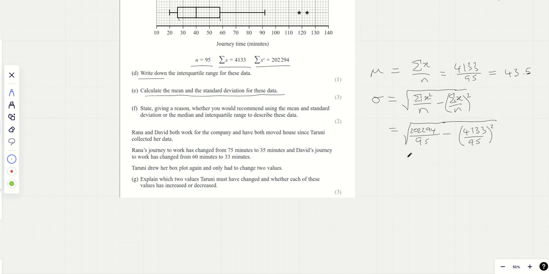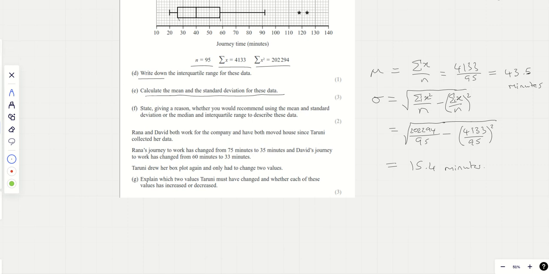Yeah, always check your working, it's something I don't do enough of in many ways, but that should come to 15.4 minutes. And these are in minutes as well, just like the interquartile range is in minutes. Cool, done. State, giving a reason, whether you recommend using the mean and standard deviation or the median and interquartile range to describe these data.